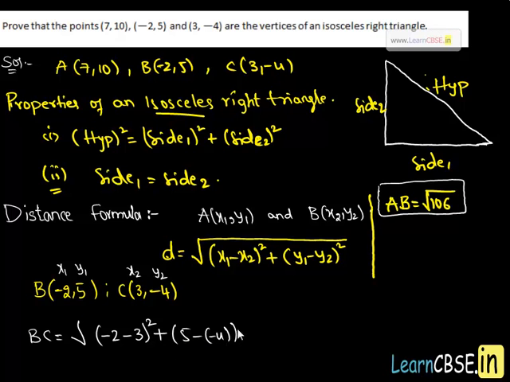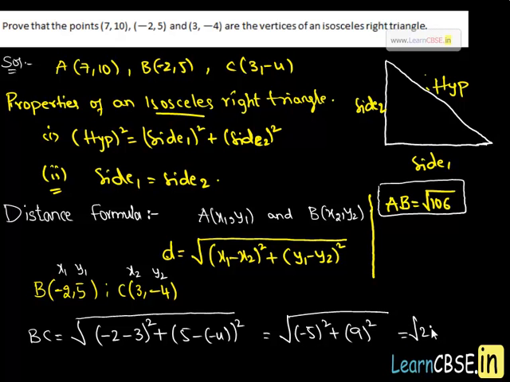Here we must be very careful while applying the distance formula, because a small change in plus or minus will bring a difference in the answer. Therefore, -2 minus 3 is -5, whole square, and 5 minus (-4) is plus 4, so 5 plus 4 is 9, whole square. -5 whole square is 25 and 9 whole square is 81. Therefore, the sum of 25 and 81 is 106. So the length of side BC is root 106.